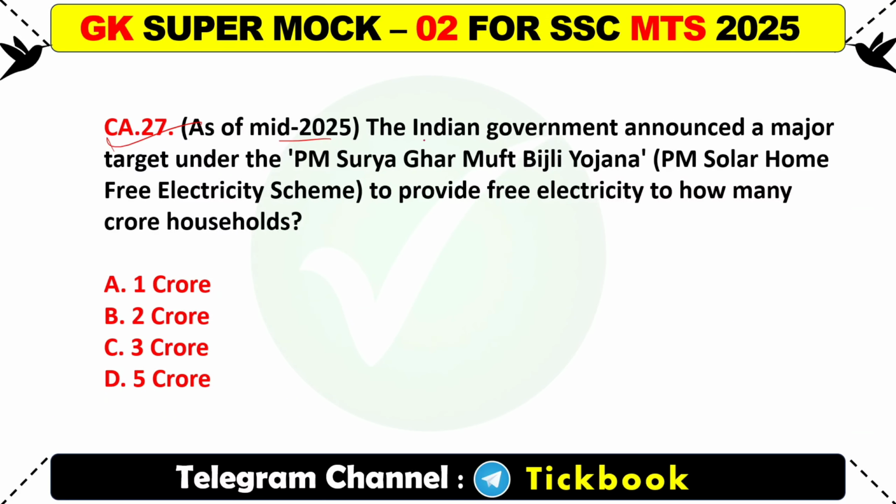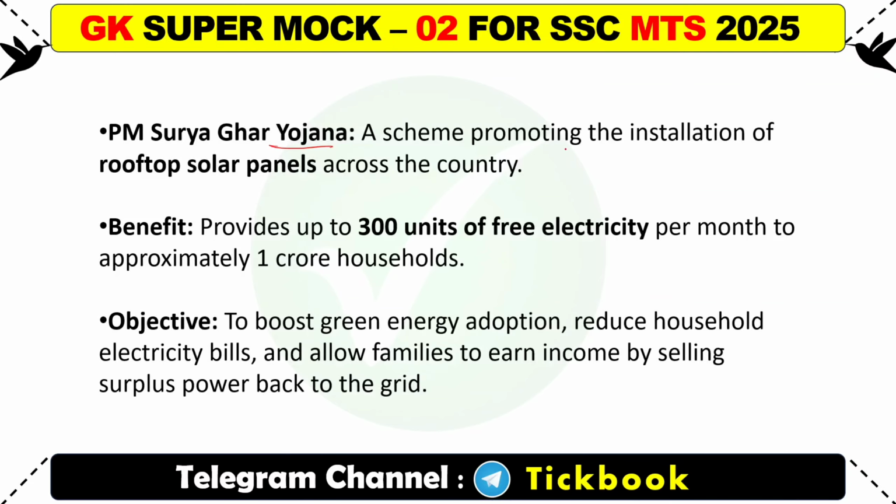Next, as of May 2025, the Indian government announced a major target under the PM Surya Ghar Muft Bijli Yojana, PM Solar Home Free Electricity Scheme, to provide free electricity to how many crore households? Option A, 1 crore. PM Surya Ghar Yojana is a scheme promoting the installation of rooftop solar panels across the country. Benefits: provides up to 300 units of free electricity per month to approximately 1 crore households. Objective: to boost green energy adoption, reduce household electricity bills, and allow families to earn income by selling surplus power back to the grid.